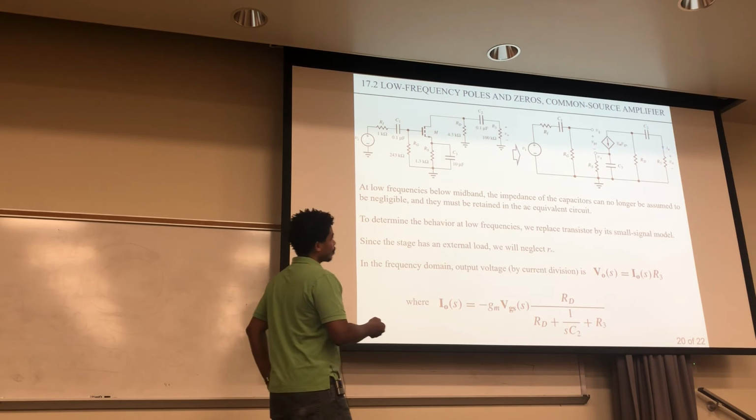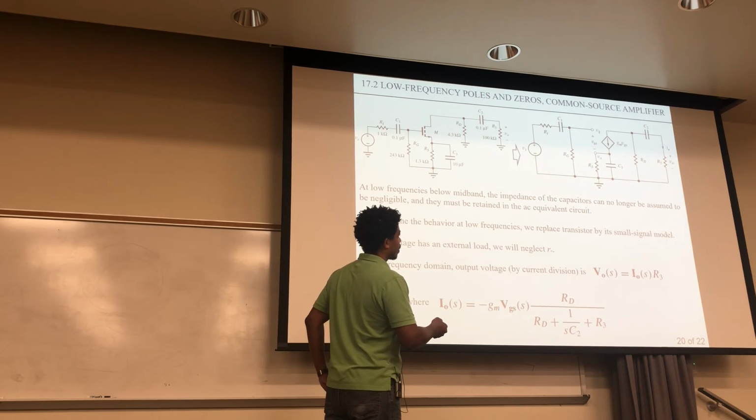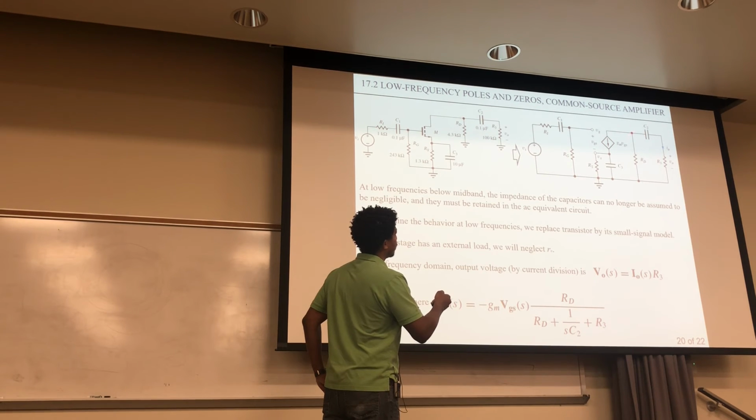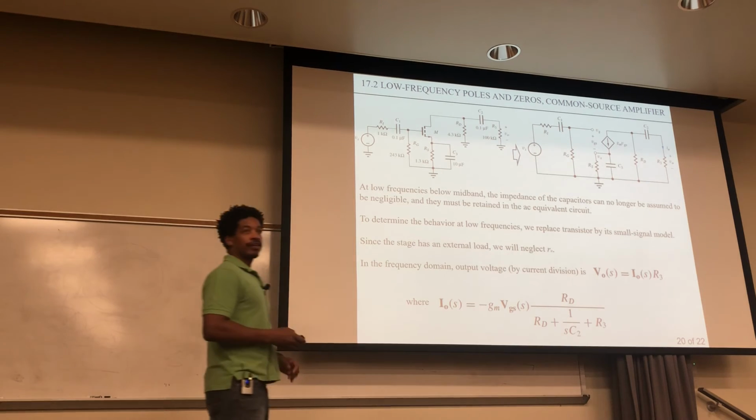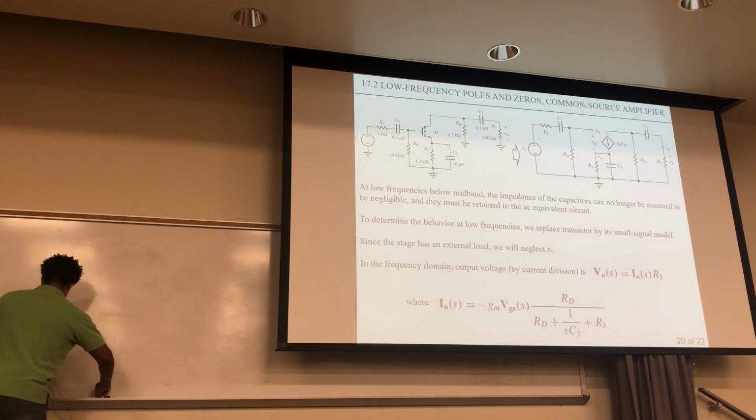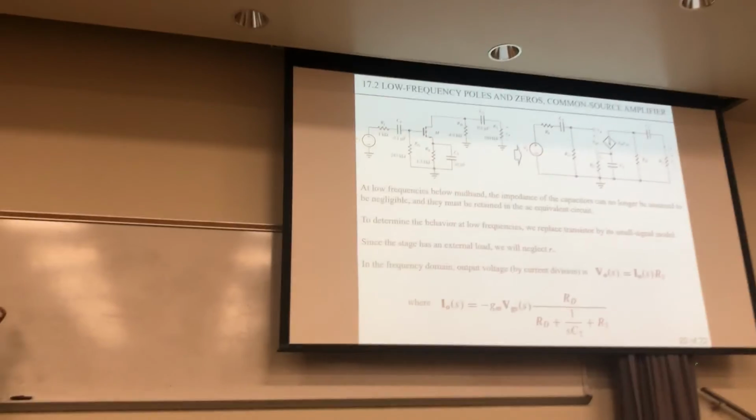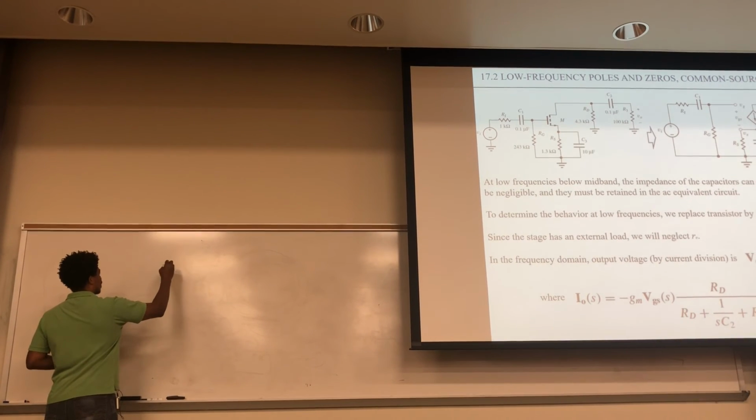So this voltage is the current I0 right here times R3, okay? And this I0 by current division is, well, here's the current source right here, and this current is being split up right here, right? It's going through RD, and it's also going through this branch right here, capacitor and resistor. So let me just remind you guys about current division, if I can remember it.